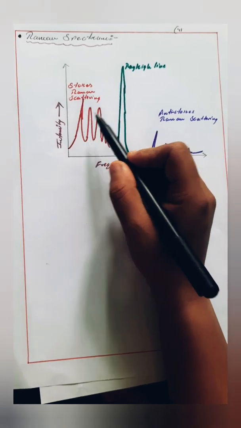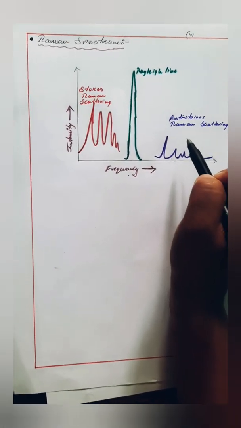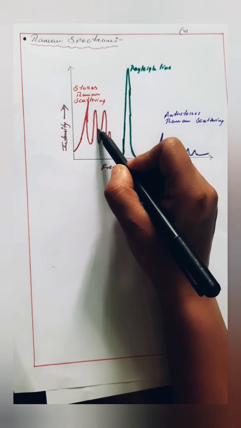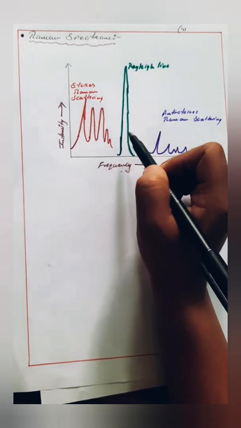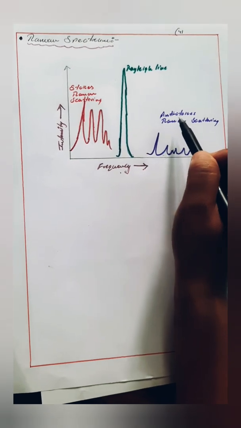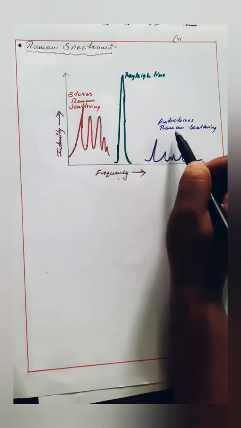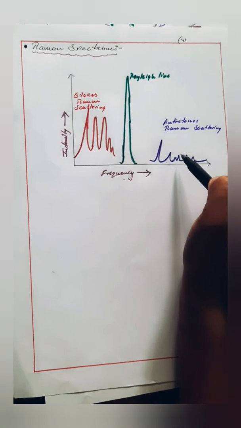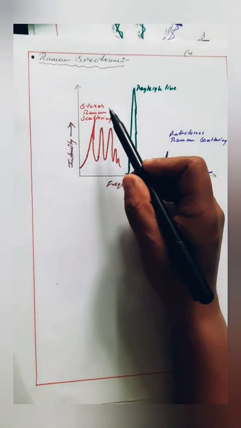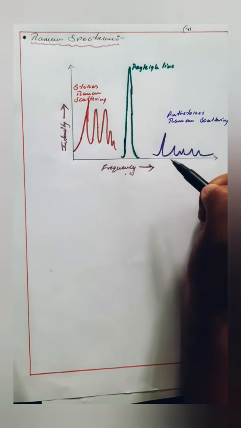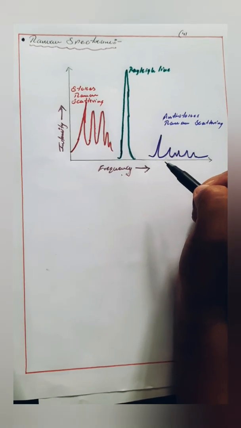While comparing Stokes and anti-Stokes Raman scattering, what we found is that the intensity of Stokes Raman scattering is higher compared to anti-Stokes Raman scattering. And while talking about the frequency, anti-Stokes Raman scattering has the higher frequency than that of the Stokes Raman scattering. So this was all about the brief introduction of Raman effect and scattering.